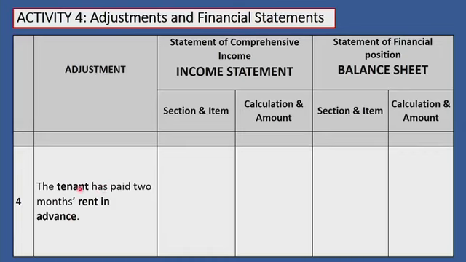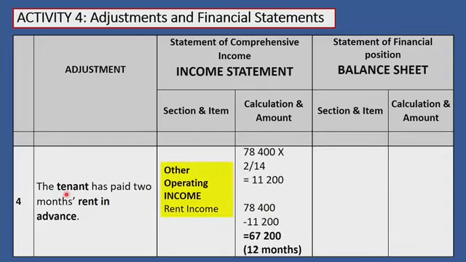Now, of course, with rent, you'll see in the trial balance that it's rent income. You don't have to be confused here, but also the fact that it says the tenant. If we have a tenant, then obviously we own the building and it's rent in advance. Then you go to your trial balance and you find the amount, which was 78,400.